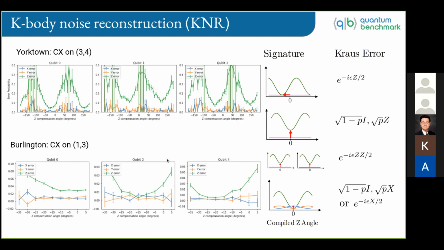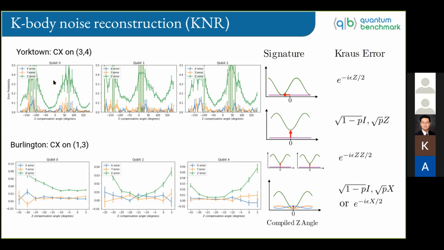So I'm aware of time, so I'll try to wrap this up. We swept the value of the Z rotation that we compiled into our gate of interest, and we measured the error rate of that qubit. And so what you would expect in these plots is you would expect that the Z error, which is shown in green, would be minimized at 0 because not compiling in a Z gate is ideally the right thing to do. But what we found is that this Yorktown chip had such large coherent Z errors on the idling qubits that it actually took like a 50-degree rotation to minimize the error of a Z on that qubit.